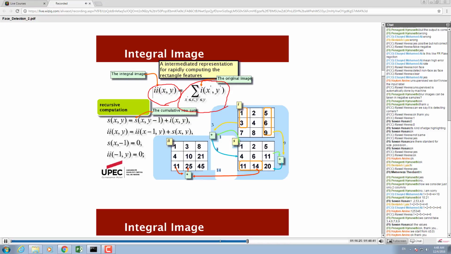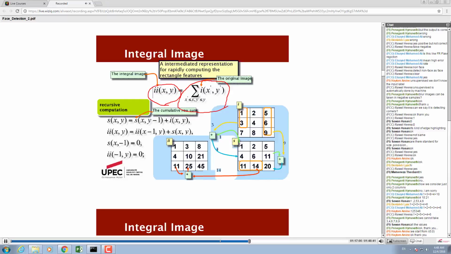Okay, so with that concept, let's look at the previous page. This formula represents that concept: the sum over x prime less than or equal to x, and y prime less than or equal to y. This way we can calculate the sum of the given region, column and row.